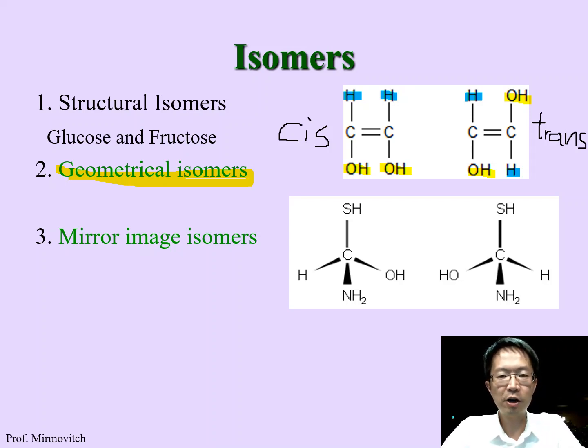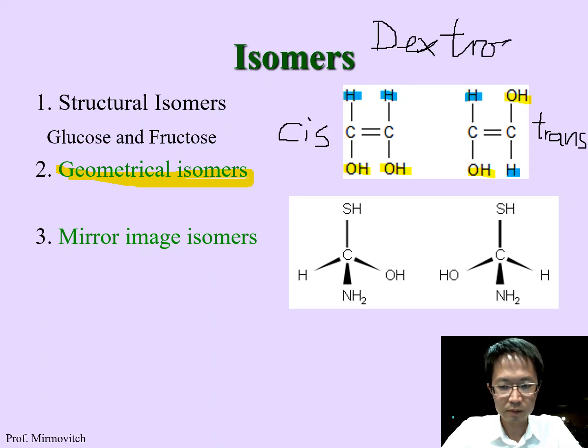Folks, if you work in a hospital, especially in the emergency room, you will know that they have a lot of bags. One type is the saline bag, the other type is called dextrose. Well, before we talk about dextrose, let's talk about the mirror image isomers first.